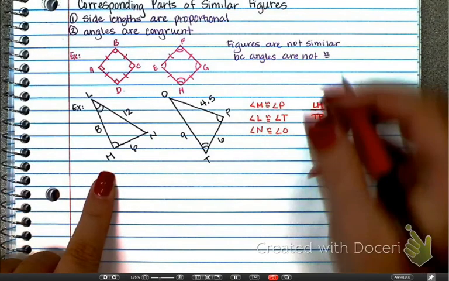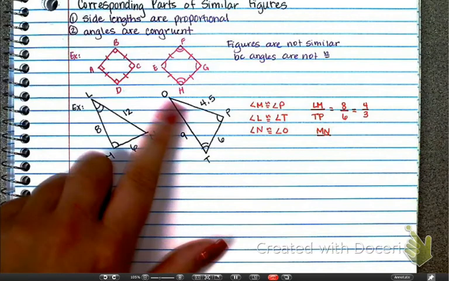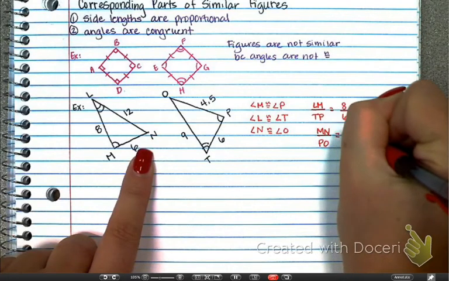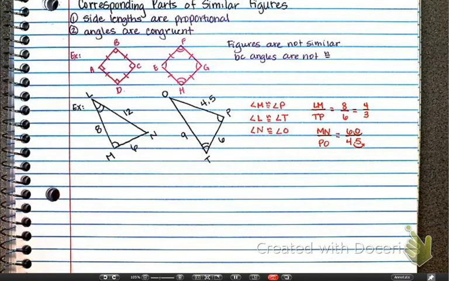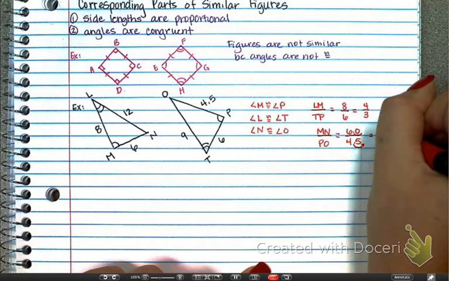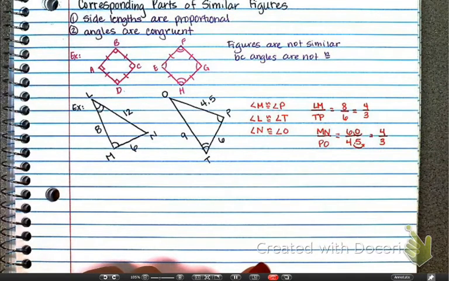Okay, let's look at MN. What would be proportional to MN? PO. So MN is 6. PO is 4.5. Does anyone remember how we deal with that decimal? You move it to the right. If you move that one to the right, you technically have to move this one to the right because that's the same as 6.0, right? So now I have 60 over 45. What number goes into 60 and 45? 5. Higher? 10. 15. 15 goes into 60 4 times, and 15 goes into 45 3 times. So right now I'm okay.